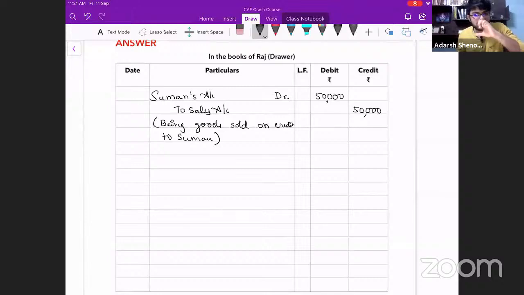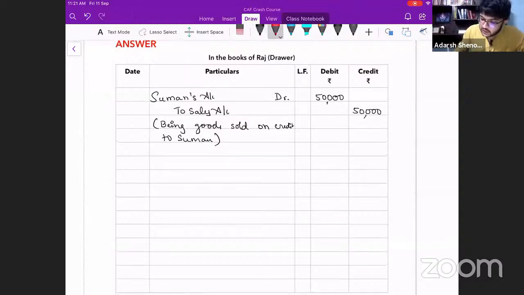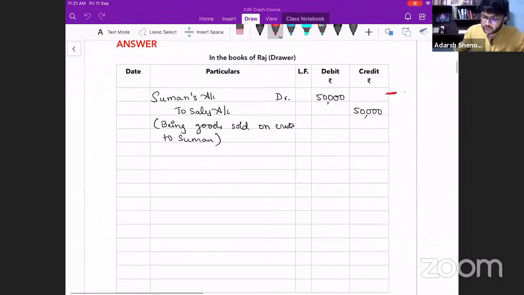Suman's account debit to sales account 50,000. Now tell me, he is accepting a bill. Can you tell me what this account is? Is Suman's account an asset account or a liability account? Quick, guys. It is an asset. Okay, don't use the shortcut. Don't use the first three letters only.